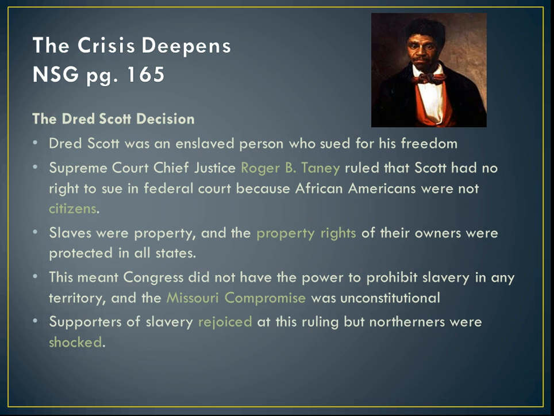So supporters of slavery rejoiced at this ruling, but Northerners were shocked. Basically, if you owned a slave in the South, you could move up to New York, where it was a free territory, and own slaves there as long as you purchased them in the South. It doesn't make sense. So this was a really horrible ruling, and I think one of the worst rulings in American history. I think all would agree now.